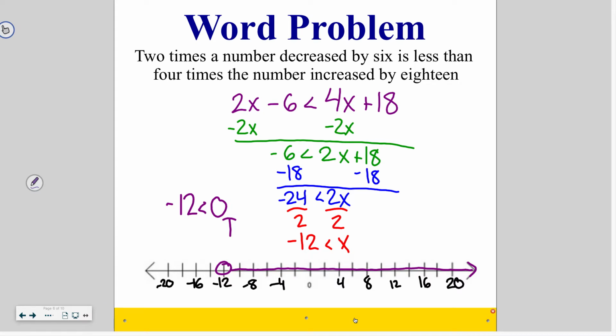So we've got 2x minus 6 is less than, so that less than symbol, 4x plus 18. Again, moving the 2x so that we can keep our variables positive. Then subtracting 18 and dividing by 2, we get -12 is less than x. -12 is less than 0, so we're going to draw that arrow to the right with an open circle at -12. If you have questions about these word problems, please let me know when you come to class.